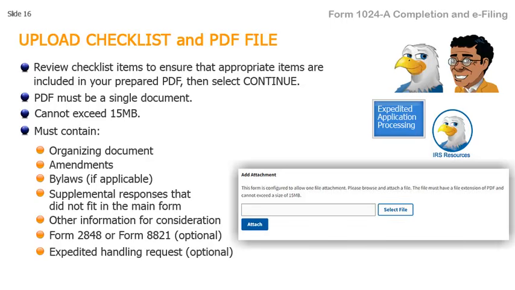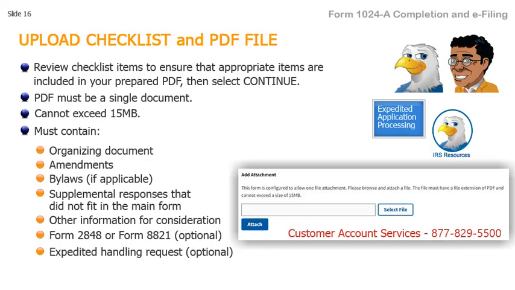If you combine your documents into a single PDF and the file is larger than 15 megabytes, you must remove sufficient information to reduce it below 15 megabytes. Then contact IRS Customer Account Services at 877-829-5500 to find out how to submit the items you removed.